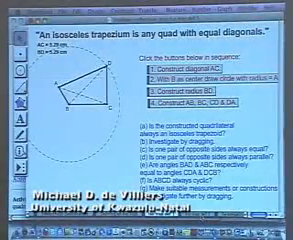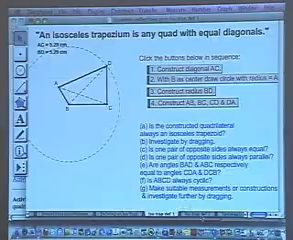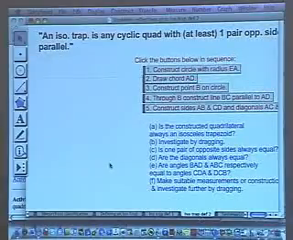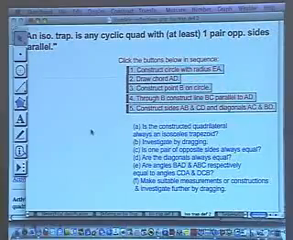I'm only going to do some examples. We do not have enough time to go into many examples. Let us look at another example. Suppose students came up with this example where we earlier had a sketch. An isosceles trapezium is any cyclic quadrilateral with at least one pair of opposite sides parallel.